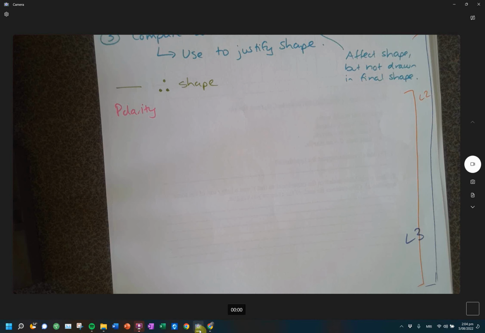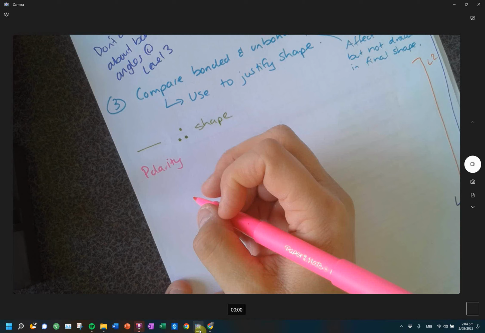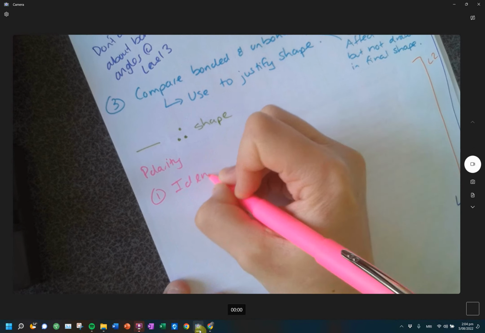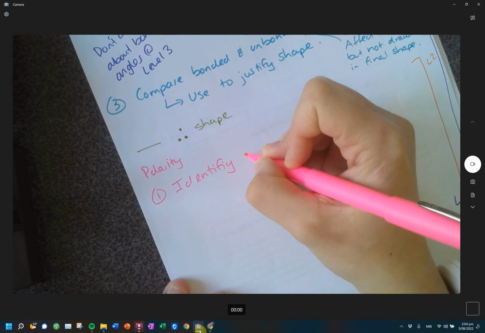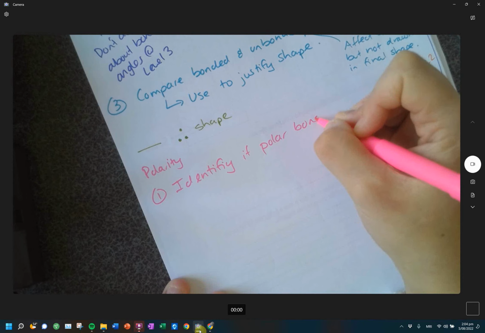When you're doing that question on the assessment, the first thing you obviously do is talk about the shape, because you're going to use the shape as part of the justification. The second step then is to talk about if the molecule is polar or not polar. There are different layers to doing that. The first thing you need to be looking for is identifying if polar bonds are present.